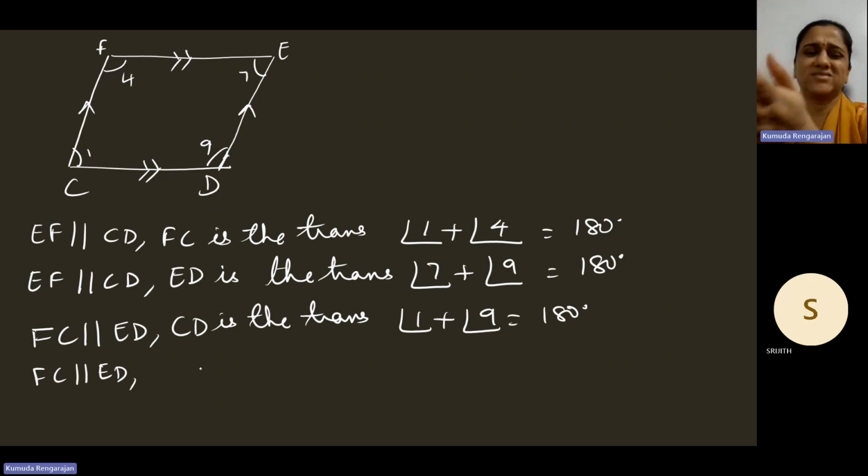Don't look at your friends. You look at the board. FC. FE is a transversal.